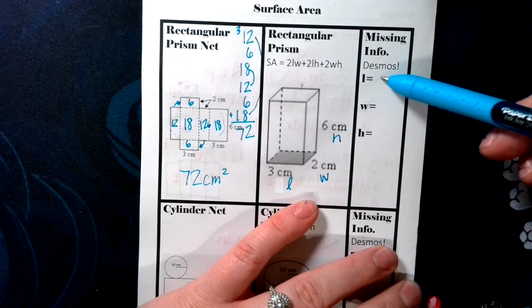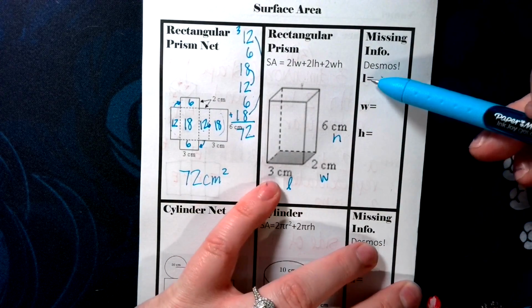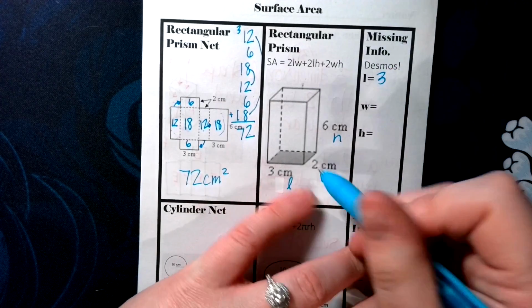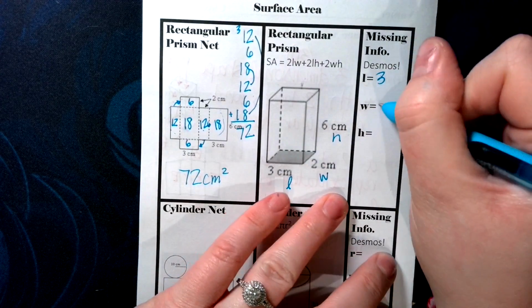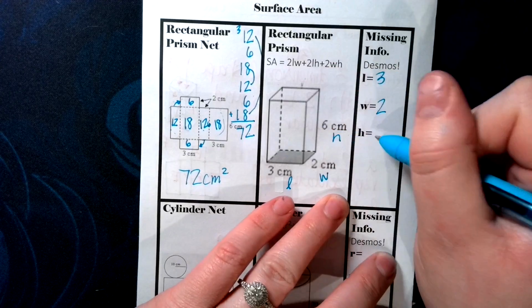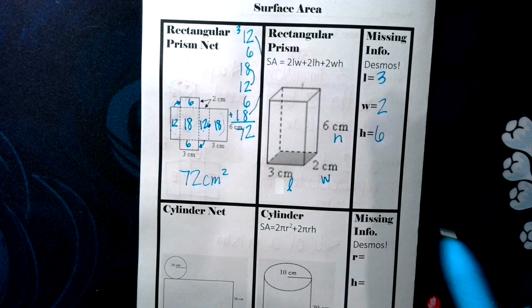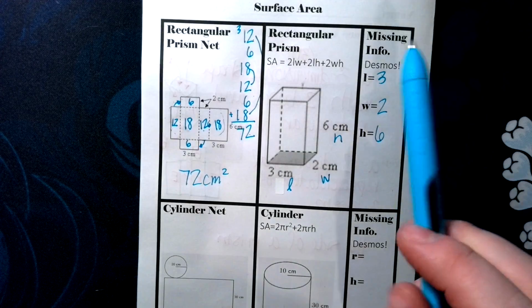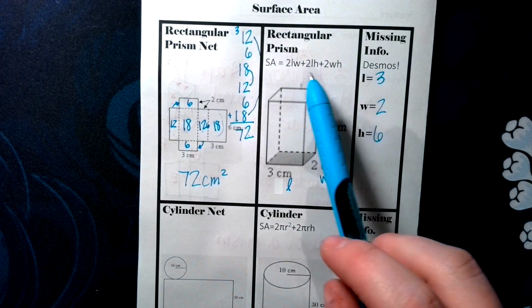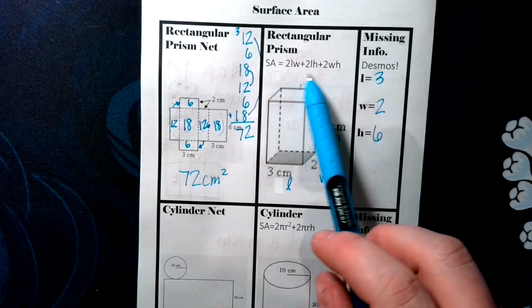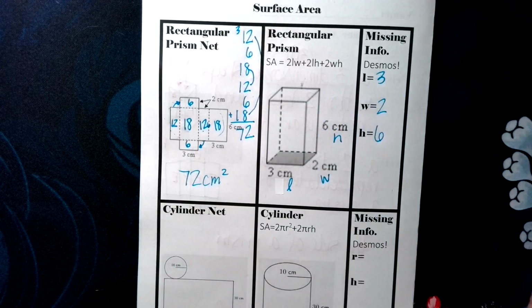So over here, we're going to plug in those numbers. Again, my length was 3. My width was 2. My height was 6. What's really nice about this is we can use Desmos to help us solve this. We don't have to use that whole formula to solve it. We can just type everything into Desmos. So if you haven't yet, go ahead, pause the video, and open up to Desmos.